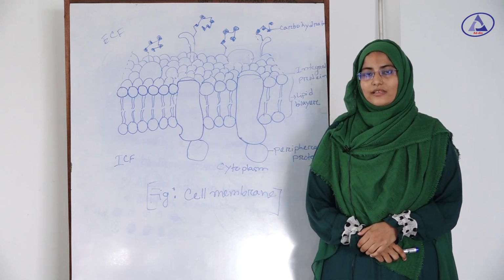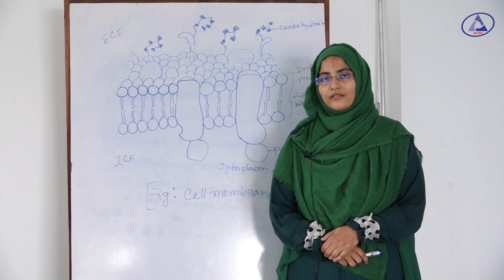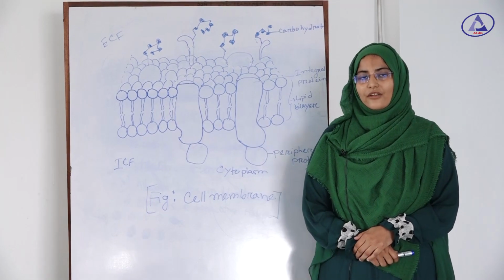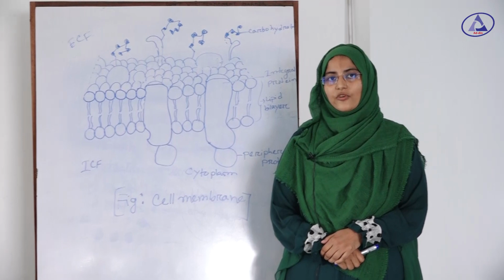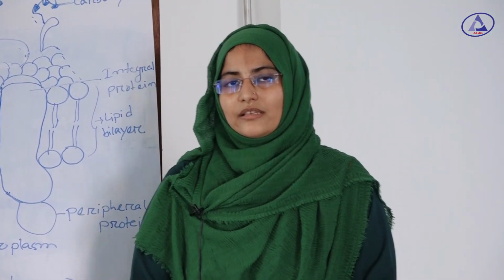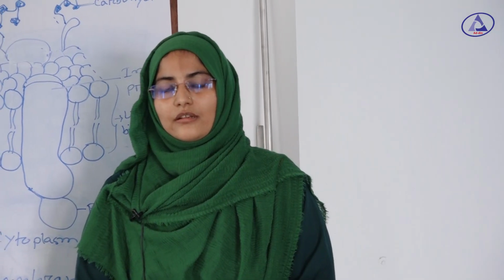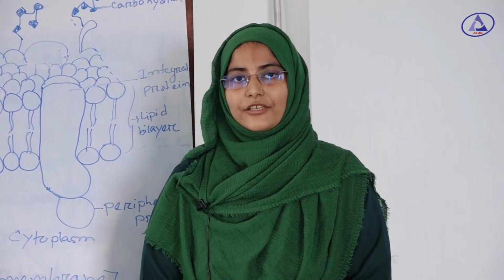Today I will discuss the cell membrane. At first, the definition of cell. Cell is the structural and functional unit of living organism, and the entire body contains about 100 trillion cells. Mainly, a cell has two parts. Number one is the cell membrane, and the other is the protoplasm. Protoplasm further consists of two parts, the cytoplasm and the nucleus.